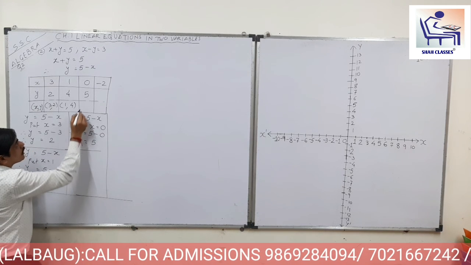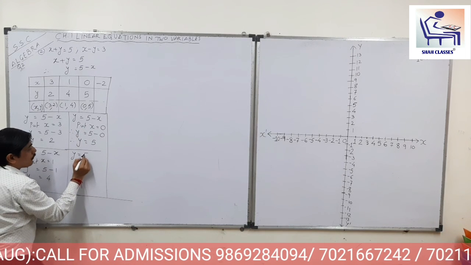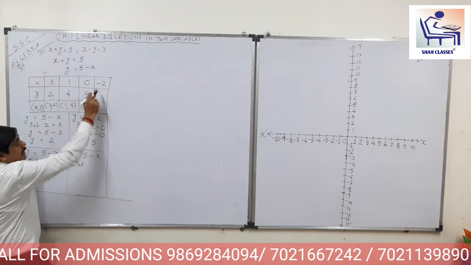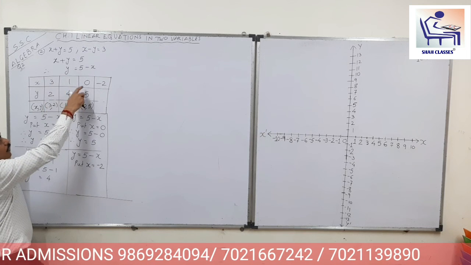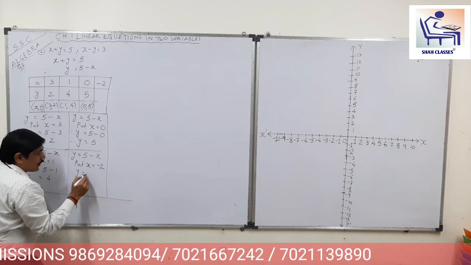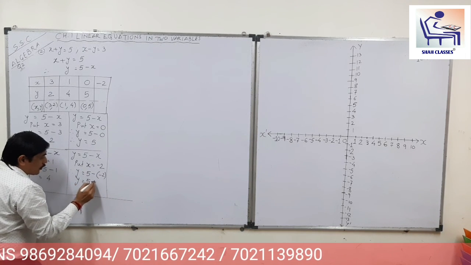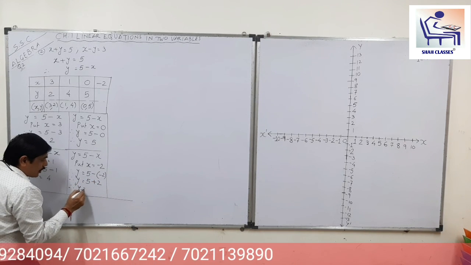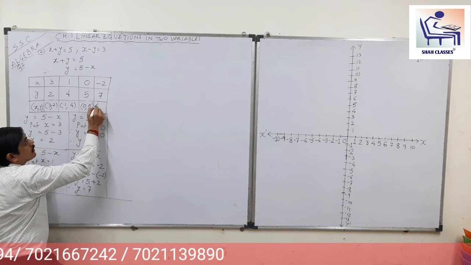For the fourth value, before that I will write here. Now, y is equal to 5 minus x. Now, we will take the value of x as minus 2. So, we have taken 2 positive values, 1 zero and 1 negative value. So, here y is equal to 5 minus (minus 2). y is equal to 5 plus 2. Minus minus plus. y is equal to 7. Here we got the value 7.